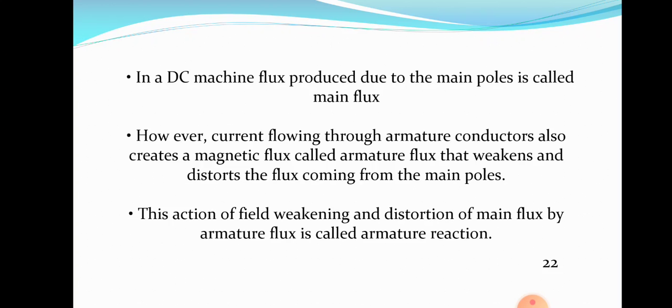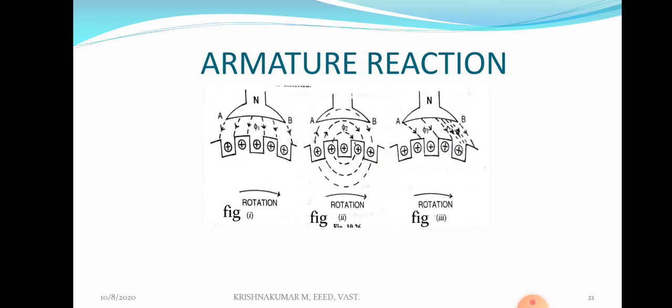So look at the figure 1. There are 3 figures, figure 1, figure 2 and figure 3. So when the generator is no load, a low current or very low current is flowing through the armature. That can produce a very low armature flux. It doesn't create any problem to the main flux. So there is no question of armature reaction under no load condition.